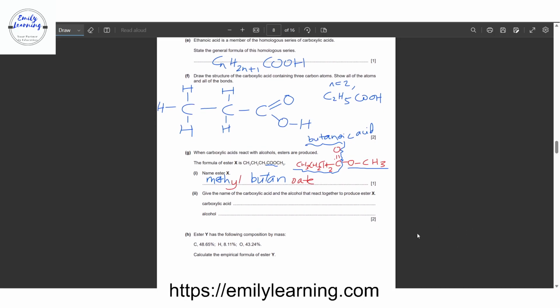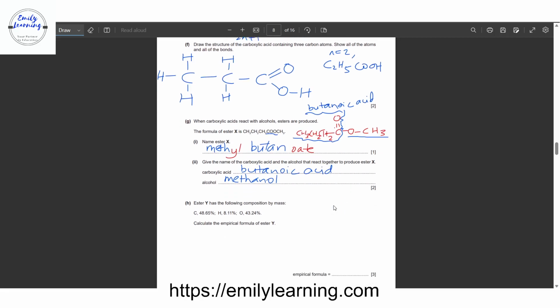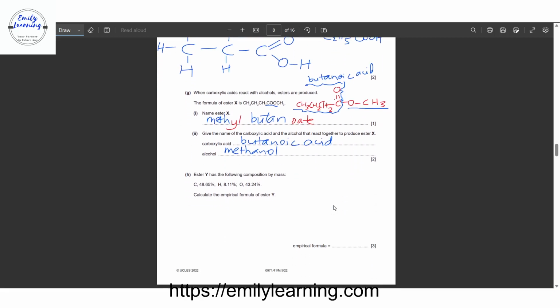Next, you are asked to give the name of the carboxylic acid and the alcohol that react to produce ester X. So we know that the alcohol is methanol, and the carboxylic acid is butanoic acid. All right. Okay, next, let's look at this.